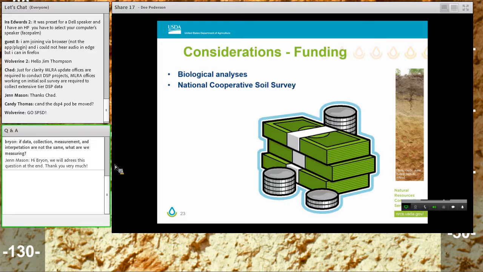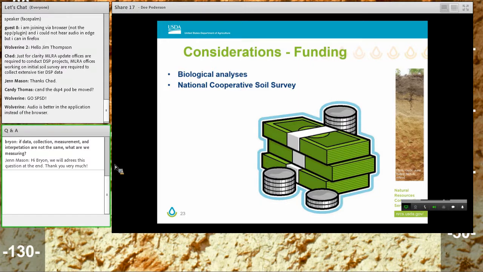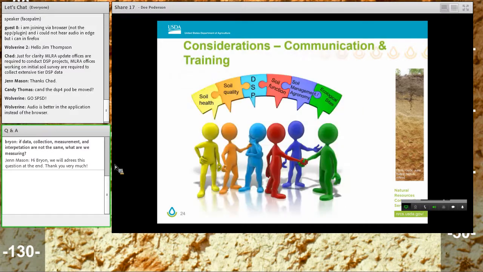However, not all cooperators from all parts of the country are engaged. Another idea from those state conversations is to equally fund land-grant National Cooperative Soil Survey cooperators to conduct full DSP projects that contribute valuable and robust scientific data to the soil health effort and work towards building that national data set that I've mentioned several times.